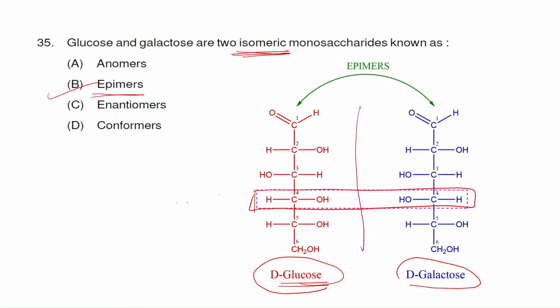You can compare both these structures, glucose and galactose. You can see everything is similar. Here is one hydrogen, here is also one hydrogen, here is OH, here is OH. Similarly, everything is the same except this fourth position. They are epimers because of this fourth position, which is differing.